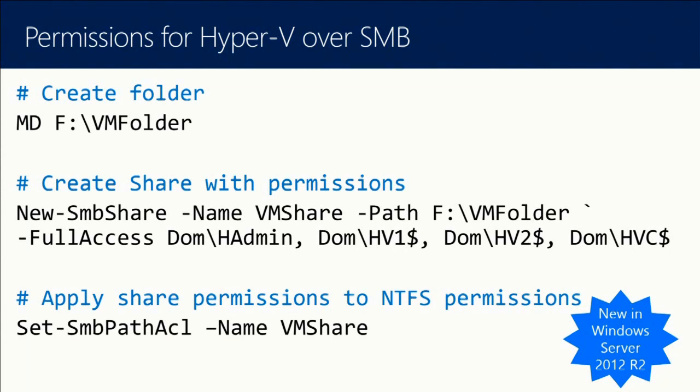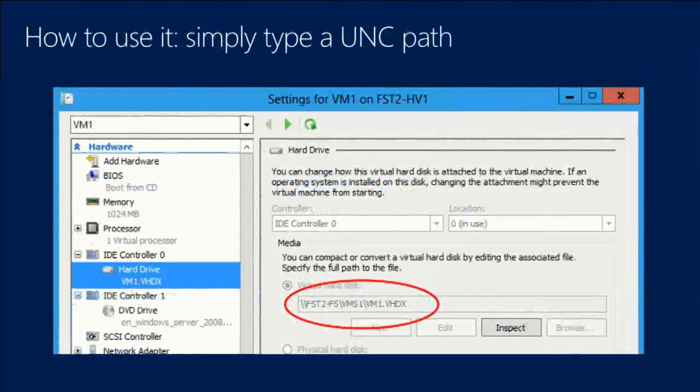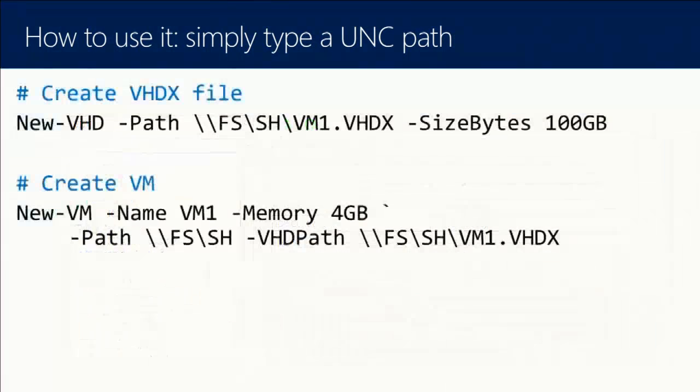When you create the share, you set the permissions. So this is what you want to do. The admin has permission, the nodes of the cluster have permission, and the cluster object itself has permission. And then by simply doing this, you say, okay, get the share and apply the permission to the folder. That's a new commandlet there. From the GUI, you basically just use the UNC path where you would otherwise use a local path. That's as simple as that.